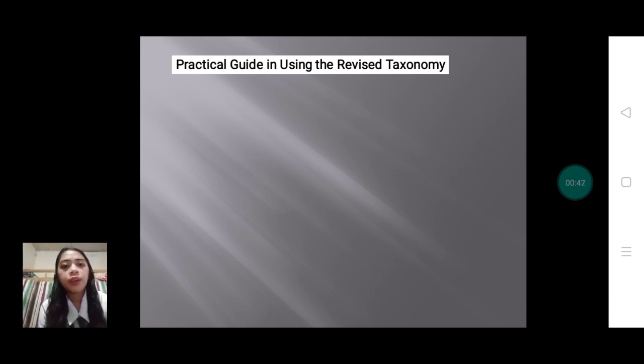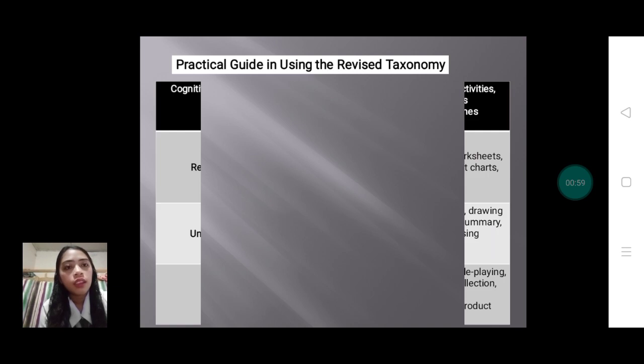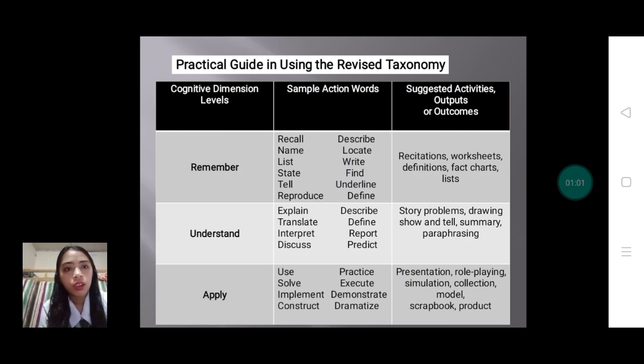When you are ready to make your plan, units, activities, or lessons, Bloom's taxonomy is very useful in helping us to make our learning objectives. So these are the collection of the sample action words and the possible activities or work that you could use in making your plan or learning objectives.